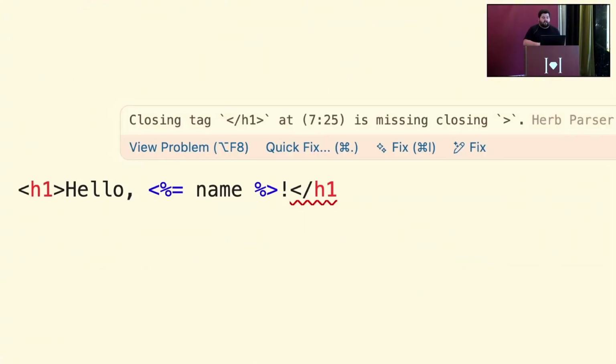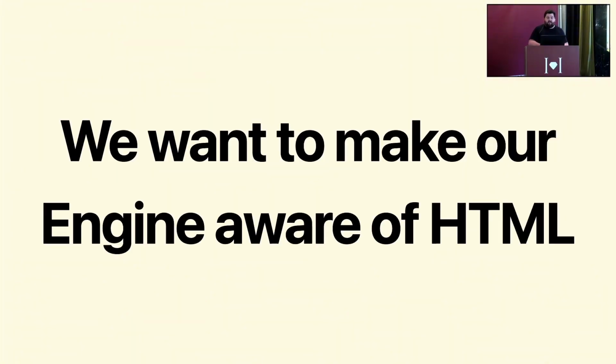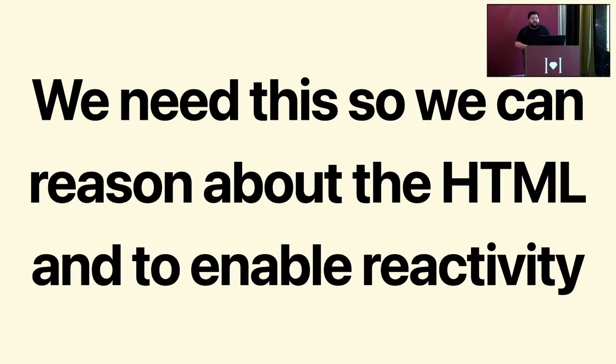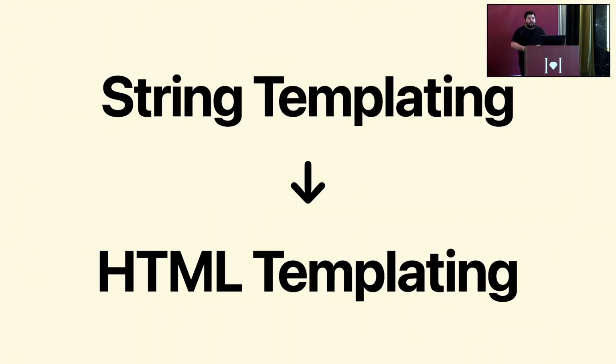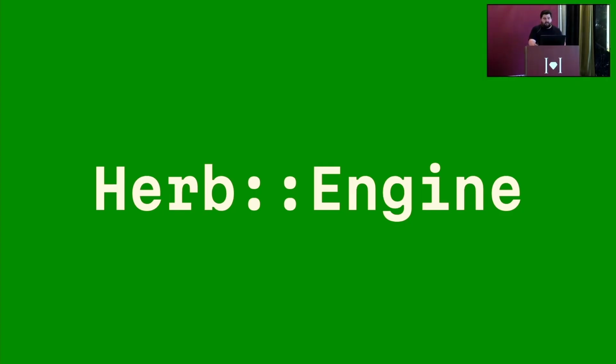But you might have noticed that actually there was an error in this template. There's a missing end tag, but the engine just did the work anyway. It didn't complain. So we want to make our engine aware of it so we can build more advanced features on top of it. And that's why we need to be able to understand the HTML, because we want to enable this reactivity. What this means is we want to take our ERB engine and make it an HTML ERB engine, or put differently, instead of string templating, we want it to be HTML templating. And that's what Herb engine enables us to do.